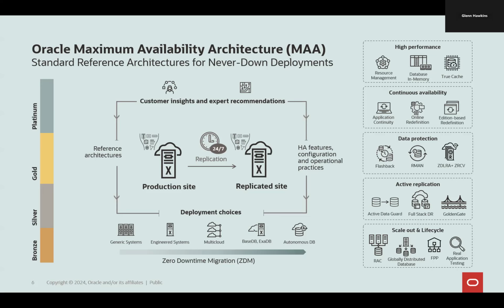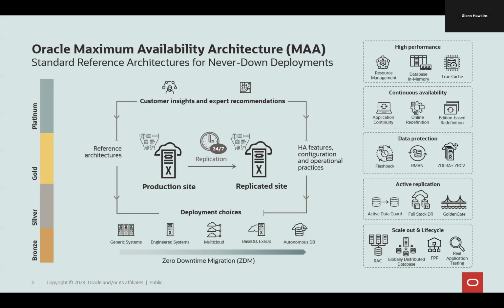And then on the right-hand side, here's our focus. If you haven't seen MAA for a while, you may have noticed it expanded. Now we have high performance in there because if an application's performance is down to the point that it's unusable, it's unavailable too at the end of the day. So we put that in there as well. That's a recent addition as we roll out 23ai. And then we have the other categories: continuous availability, data protection, active replication, scale out, and lifecycle.